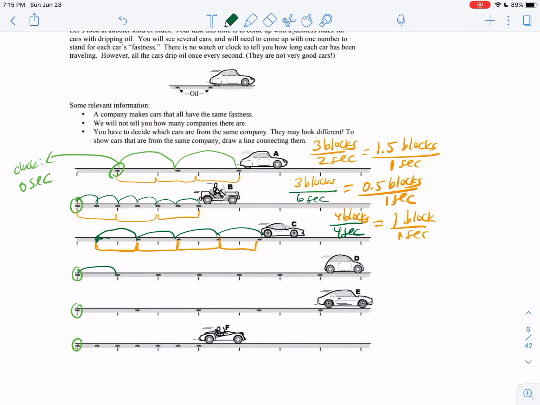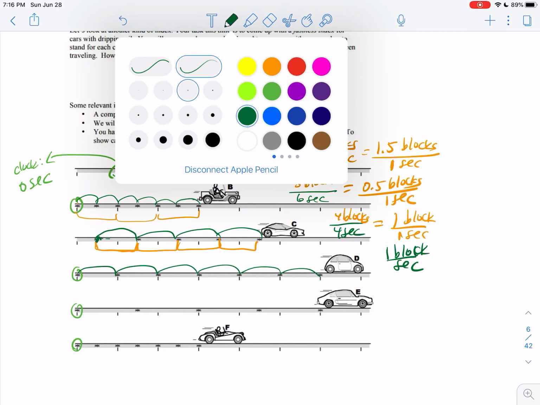This one, 1, 2, 3, and this one's easy. Look, I can just tell this one's going a block every second because it's all lined up. Okay, so that one's super easy to see. Okay, all right, let's look at the next guy.